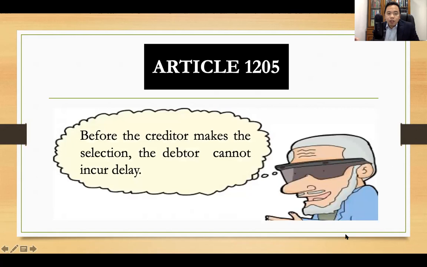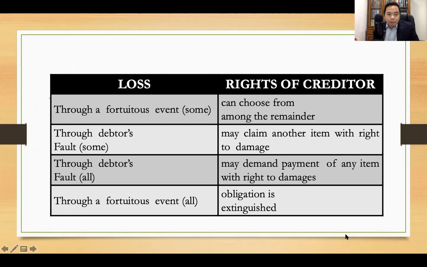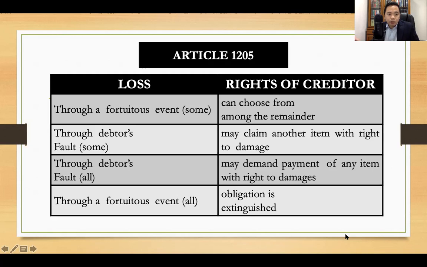Article 1205. Before the creditor makes the selection, the debtor cannot incur delay. Okay, this is the summary of 1205.